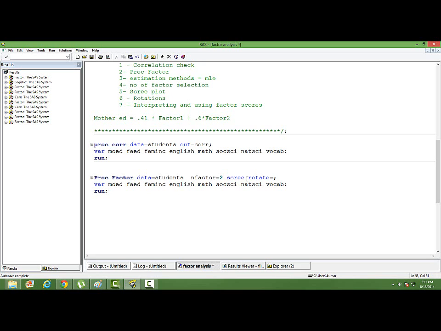Before rotation, let me tell you how to get factor scores, right? When we combine variables, we need to get the factor score, the actual number. If you study that first and then go to rotation, it will be easier to understand, because things are confusing sometimes. We get it by using the out option. I'll save the factor scores along with my input variables in another data set. I am naming it students1. You can name it anything.